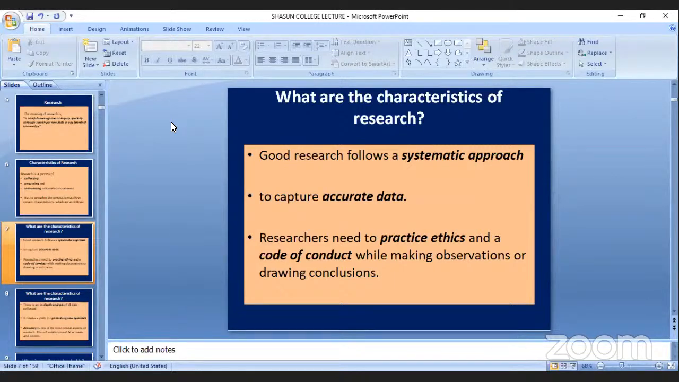A systematic approach means, like how first you have to collect the data, what the topic is, that you have a systematic thing to be followed. So first you have to identify all that. Next is accurate data, which is very, very important. Just like that, you cannot go and collect the data.